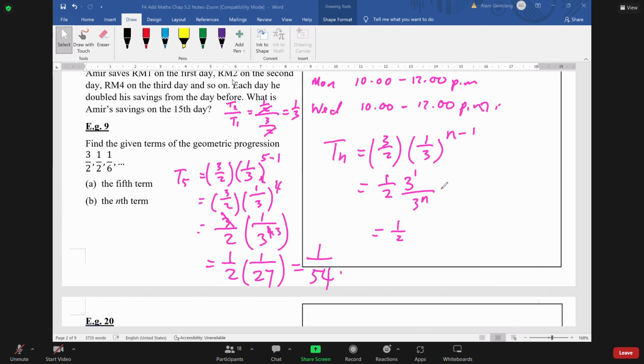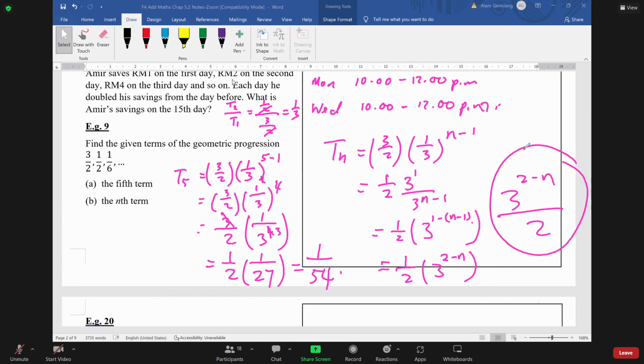So this is minus (N minus 1), right? So it's actually half times 3 power of 1 minus (N minus 1), which is 2 minus N. Okay, so this is the answer. Or you can write it as 3 power of 2 minus N over 2, also can. The same. So you have to simplify. You cannot write 9 here, because this 3 and the other 3 are the same base, so you have to simplify.